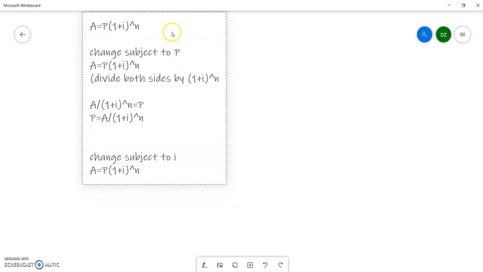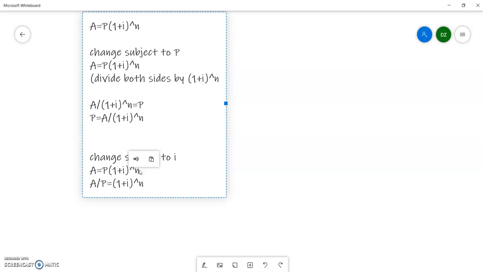So now I want I by itself. So my first step is to get rid of that p. If I divide both sides by p, p on the right-hand side will cancel, but I'll have a divided by p on the left. And I'm left with 1 plus I to the power of n.